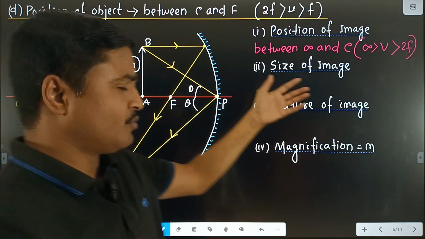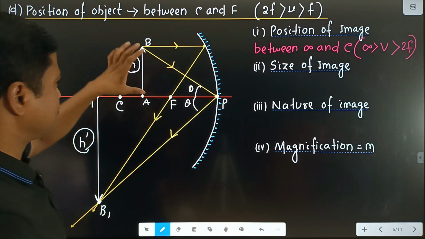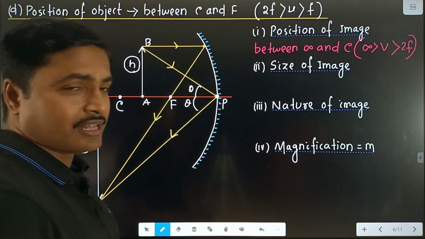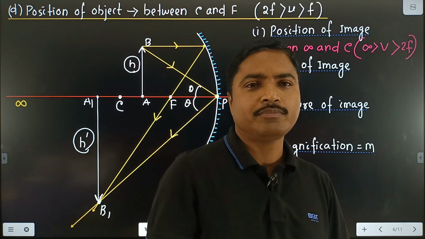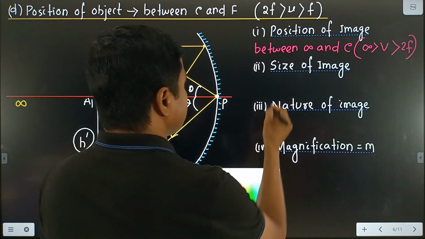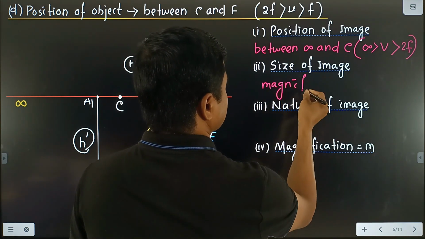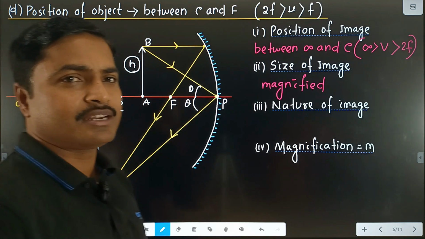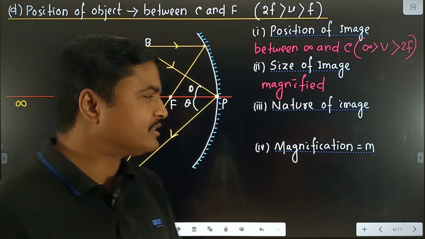What is the size? Look at the figure. This one is the height of the object. This one is the height or size of the image. That means a large size image is formed as compared to the object. Large size image means we write that it is a magnified image. Size of the image is magnified. That means a large size image is formed as compared to the object. An enlarged image is formed.